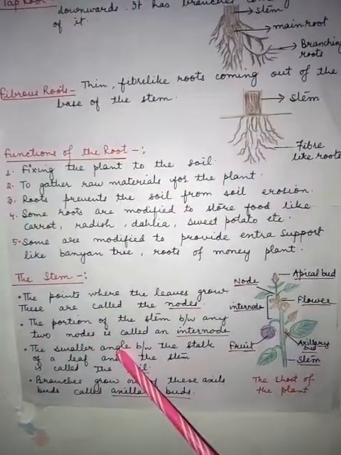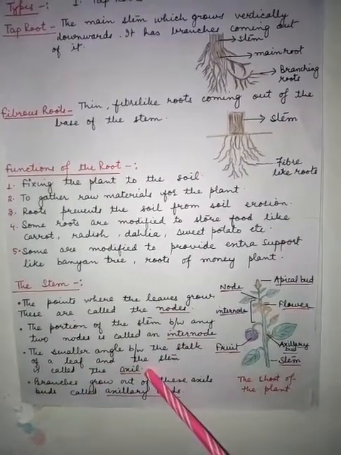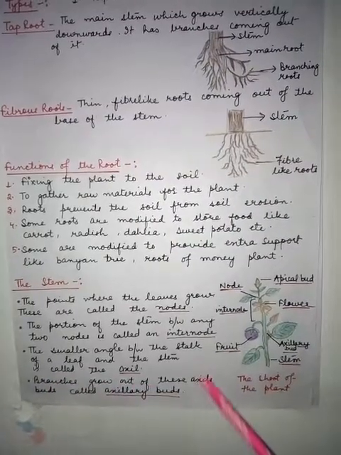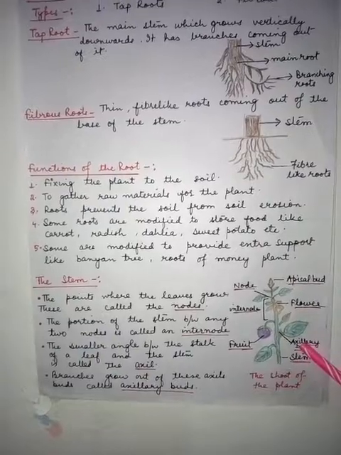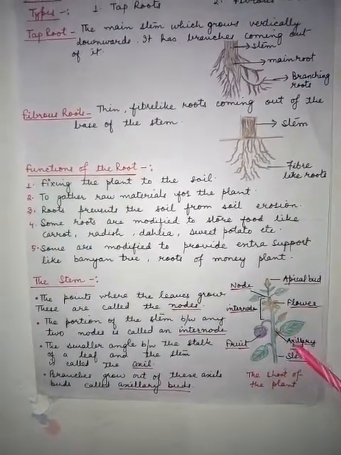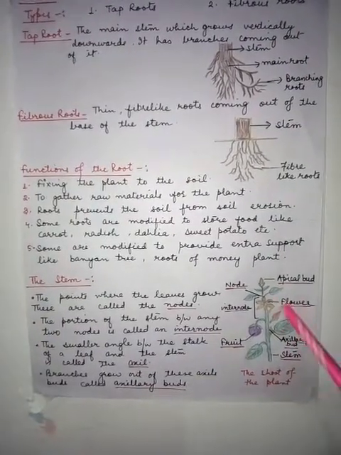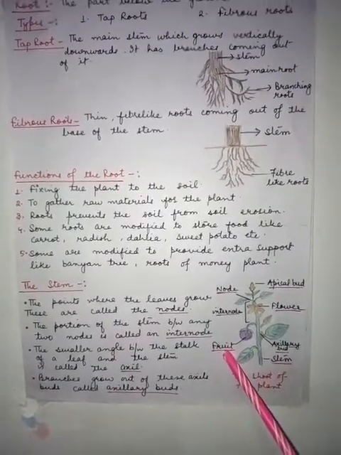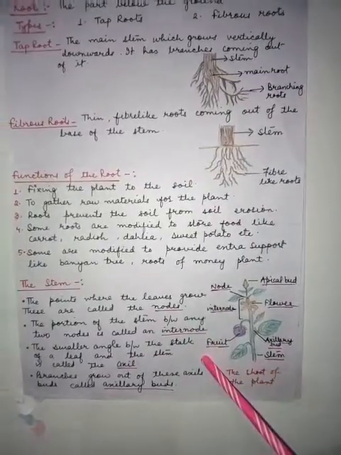The smaller angle between the stalk of a leaf and the stem is called the axil. The branches grow out of these axils, and the buds are called axillary buds. As you can see, this small bud is coming out from this axil. So this is known as an axillary bud. And you can see here is a flower, here is a fruit. By studying this diagram, you can understand the different parts.